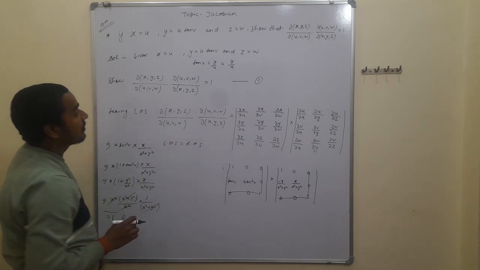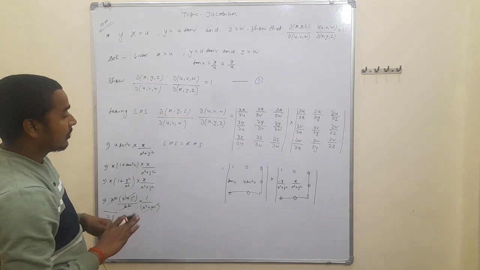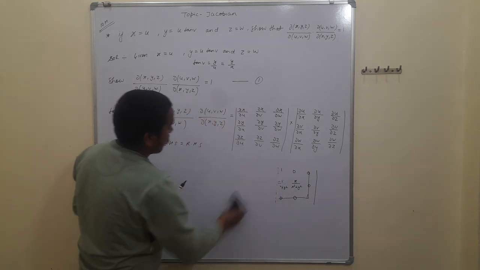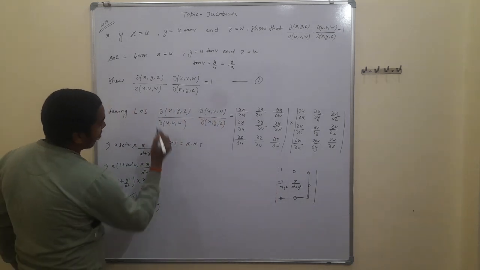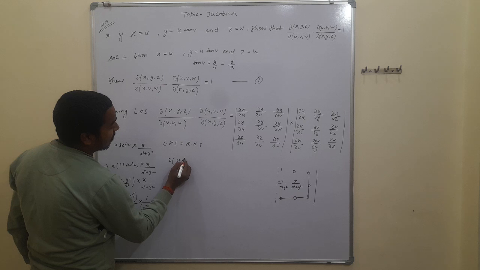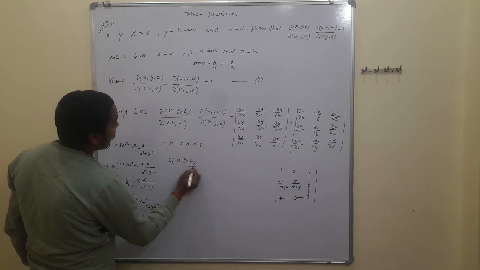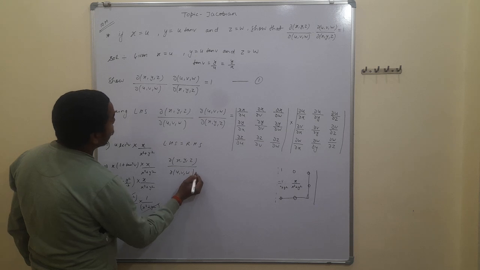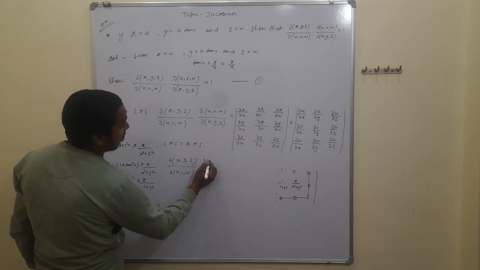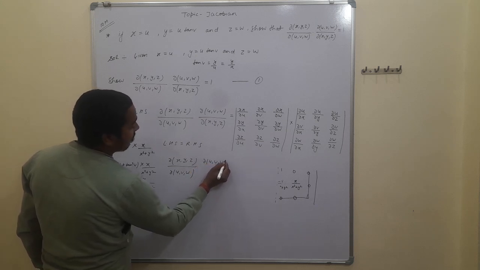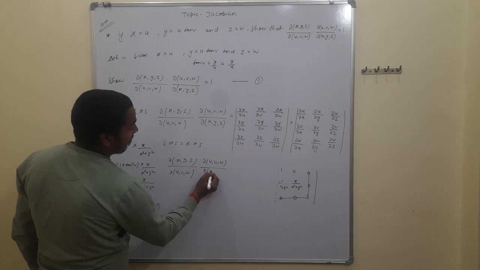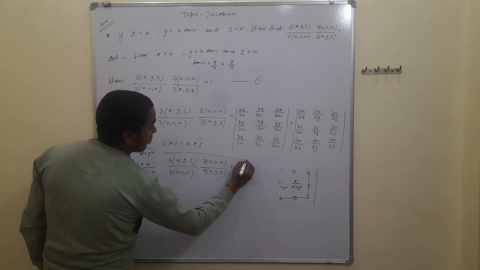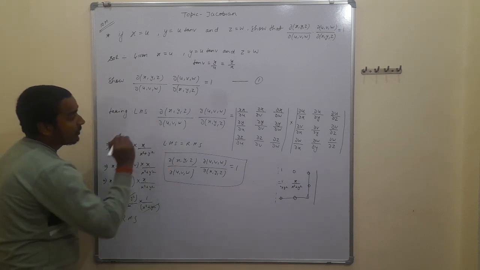We can also write in this form, that is del of x, y, z upon del of u, v, w into del of u, v, w upon del of x, y, z is equal to 1. We have to prove LHS is equal to RHS.